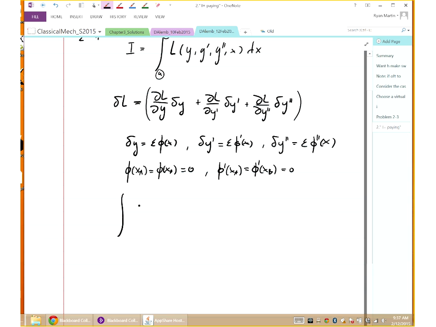And then you're left with an integral over delta L, right? And delta L is that thing that we have up there. So we have ∂L/∂y epsilon phi of x plus ∂L/∂y prime phi prime of x. I'm going to just put the epsilon at the front here. Plus ∂L/∂y double prime phi double prime of x dx.